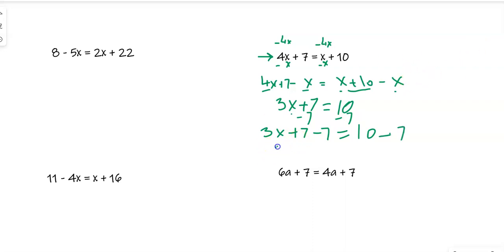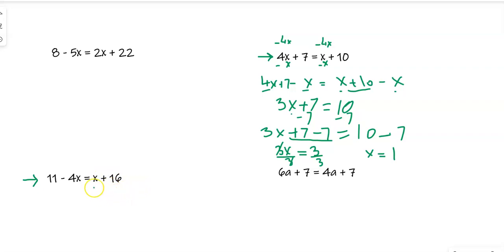So here we're going to have 3x plus 7 minus 7, that's 0, equals 10 minus 7 is 3. Now we have 3x equals 3. Now we want to divide by 3 both sides. And we can cancel these two and we'll have x equals 3 divided by 3 is 1. So x equals 1. Now here we have 11 minus 4x equals x plus 16.